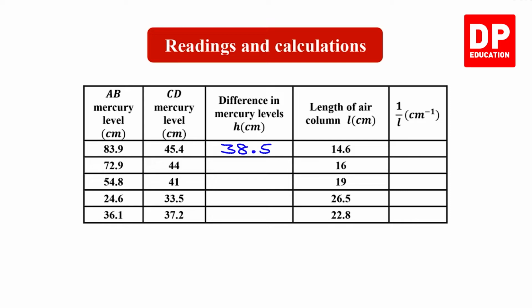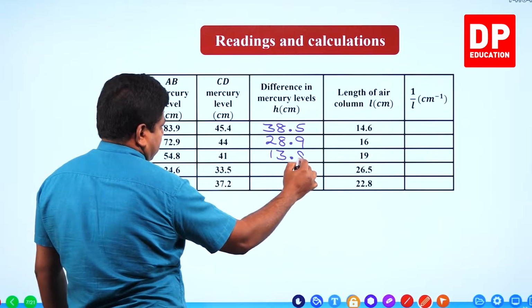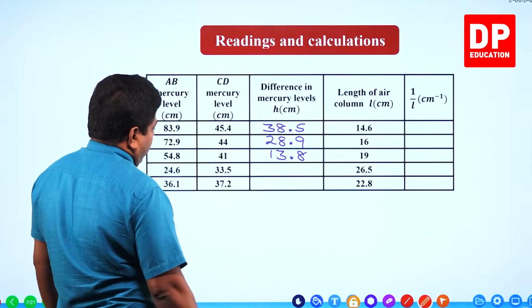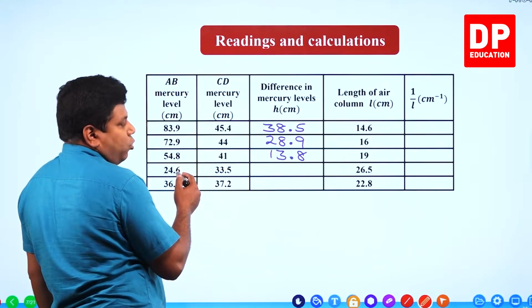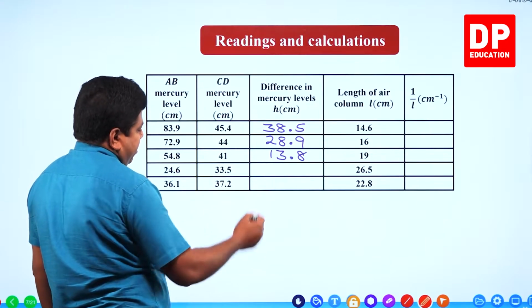72.9 and 44. 28.9. 54.8 and 41. 24.6 and 33.5. This is where we said AB is lower than CD, so it has to be minus.